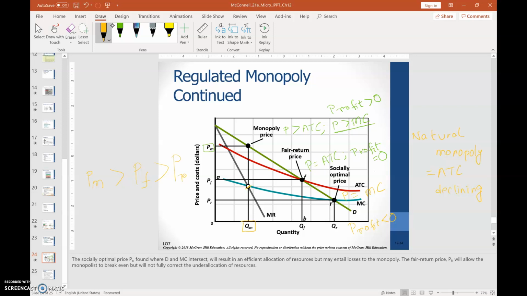Now if you flip it and try to look at the quantities, the socially optimal quantity is maximum. This is greater than the fair return quantity, which is QF, and that is greater than the monopolist quantity.